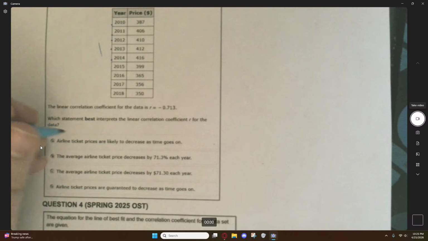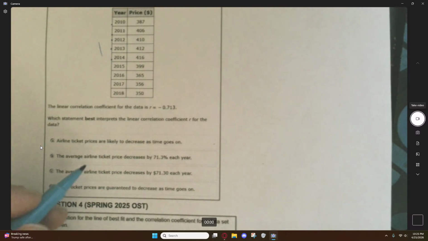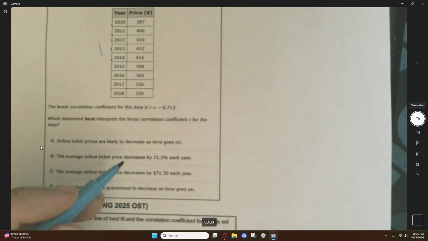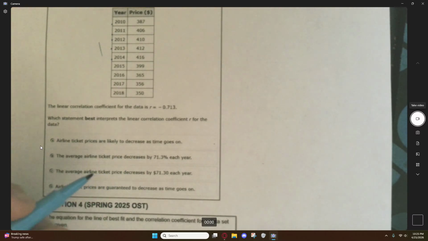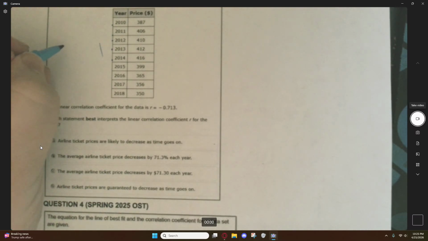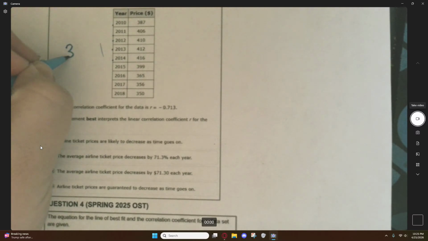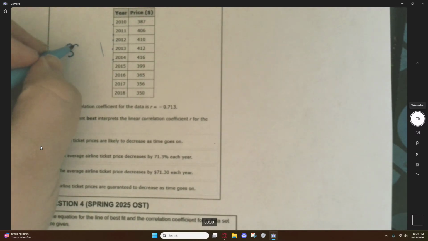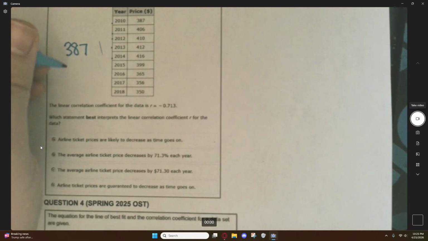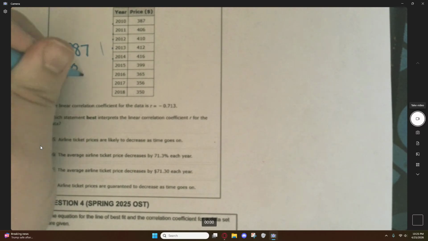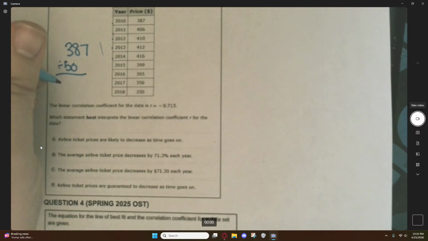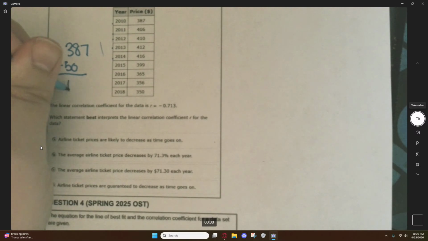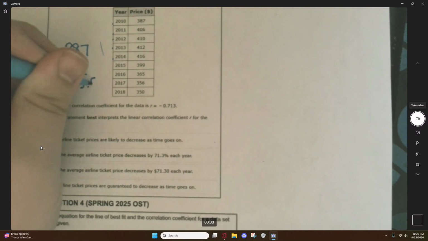But then again, we'll table that. The average airline ticket price decreases by 71.3% each year. This is absolutely ludicrous. Think about what a decrease of 71.3% would be. Let's look at it this way: if you take 387 and you have a 50% off coupon, that's going to give you a ticket price of $193.5.